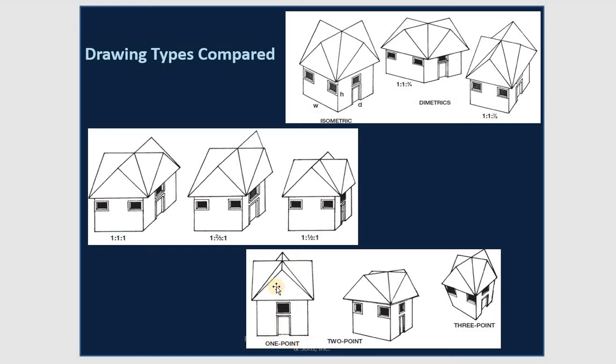It's different. With 1 point, if you look straight, you see one face of the building. With 2 point, you can see two faces, I mean the width and the depth. And with 3 point, you see more of the height of the building from a different angle.